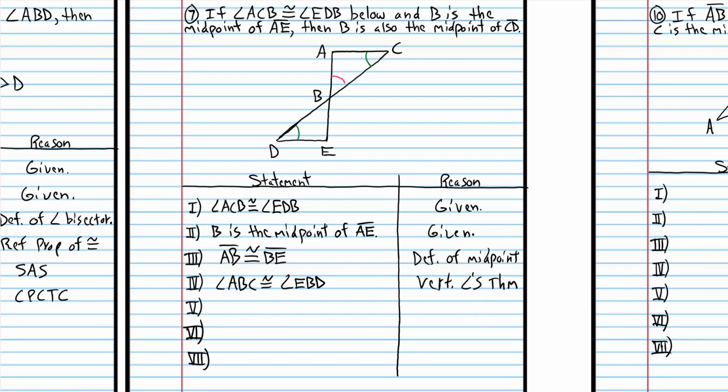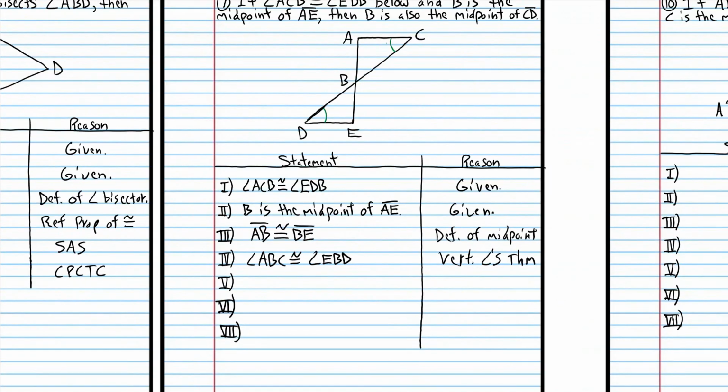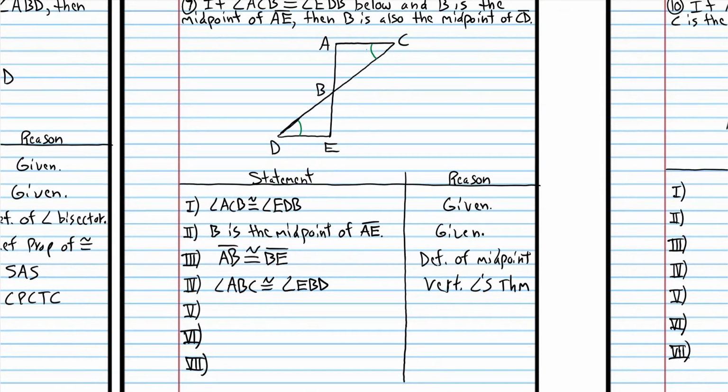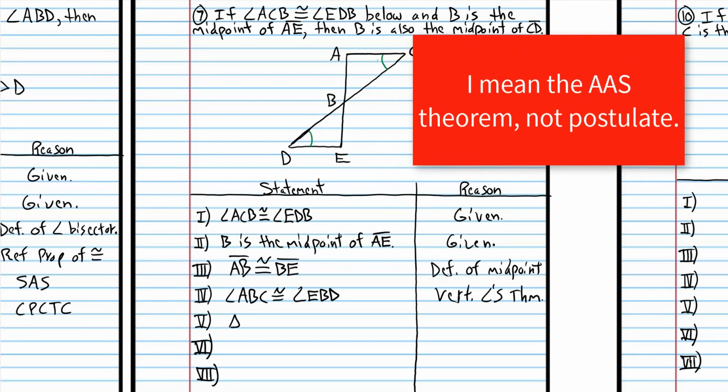So we know that this angle must be congruent to this angle by the vertical angles theorem. So now we've got an angle here, an angle here, an angle here, an angle here, and this side and this side. So what that means is that we can use the AAS congruence postulate. So we can say that the triangles are congruent.